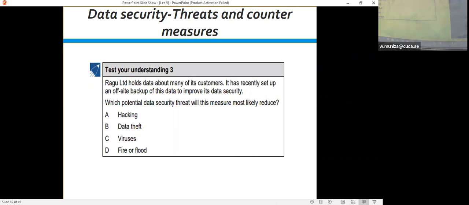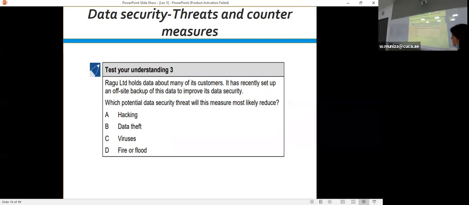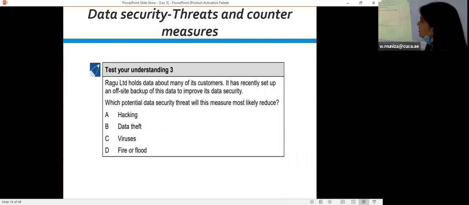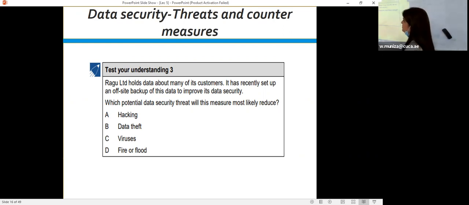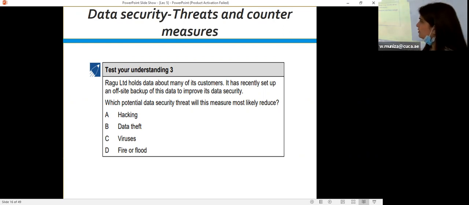Now, students, here is understanding number 3. The requirement of the question is: which potential data security threat will this measure most likely reduce? Below, we are given some data security threats and a measure, and this measure is going to reduce a particular threat. Raghu Limited holds data about many of its customers. It has recently set up an off-site backup of this data to improve its data security. Which potential data security threat will this measure most likely reduce? Hacking, data theft, viruses, fire or flood.